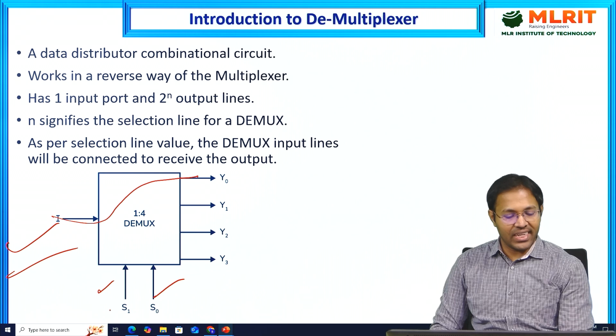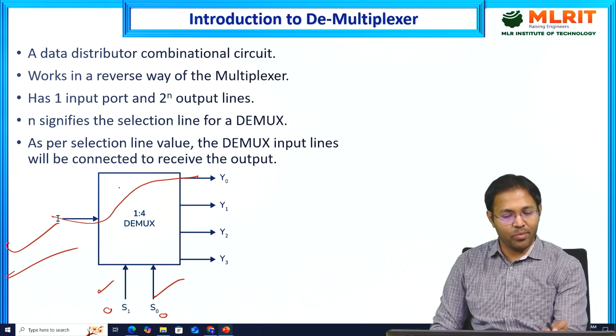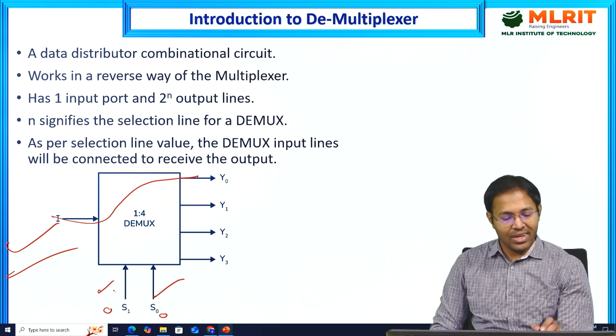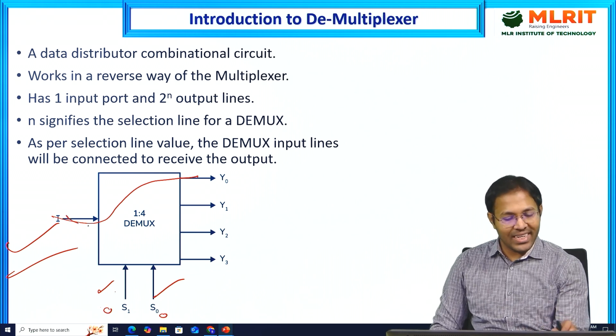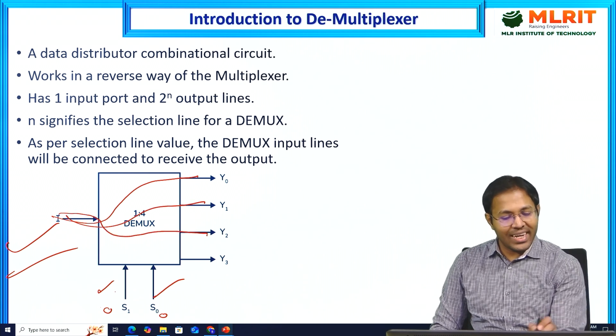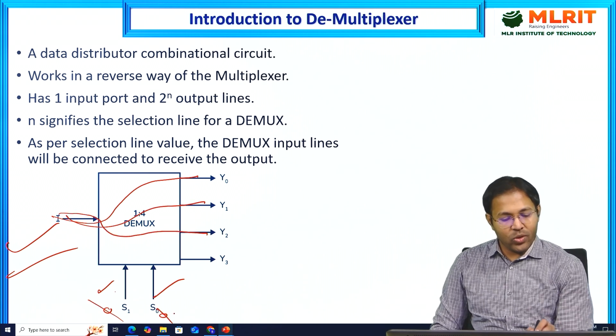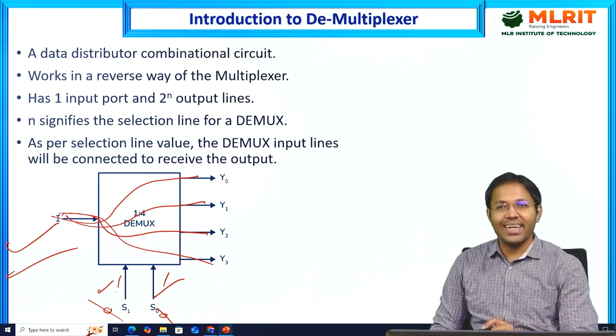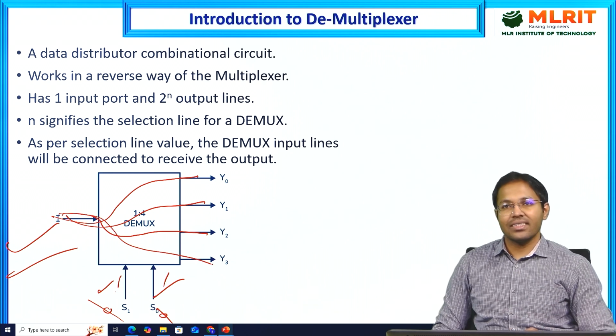possibilities. If selection lines are both zeros, then the output is connected here. For 0, 1 of the selection lines, the output is connected here. For 1, 0, it is connected here. When both the selection lines are 1, 1, the output is connected at the last case.